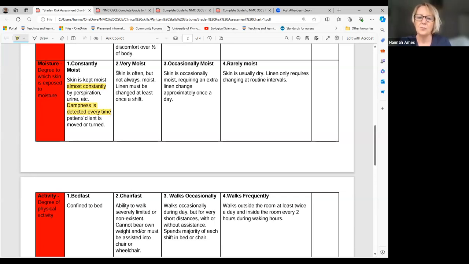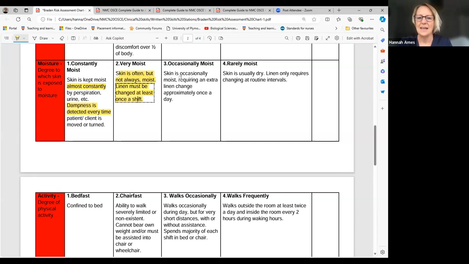To score a 2, very moist, it says skin is often but not always moist. And that exact wording should be in your scenario, or it should be very similar. So there isn't a lot of uncertainty about where you would score that patient. And it says here that the linen must be changed at least once a shift. And so this is important. This is once a shift.